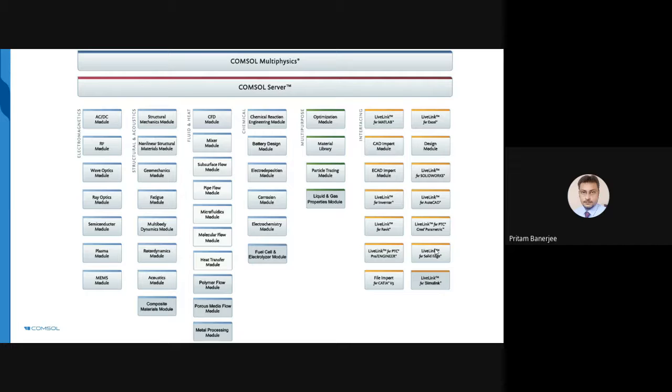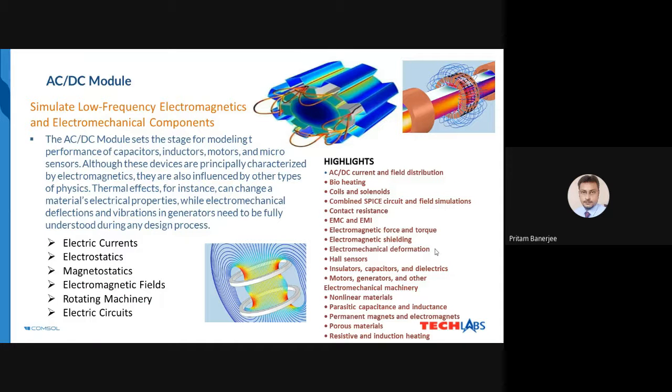COMSOL Multiphysics basic software is the base GUI and the base window where all the physics and everything has been added. Now depending upon the specific design or specific kind of physics you want to work on, that specific module will be required, so that it could also be added into your library. So coming to the modules one by one, I will specifically highlight a few modules. The first module is the ACDC module.